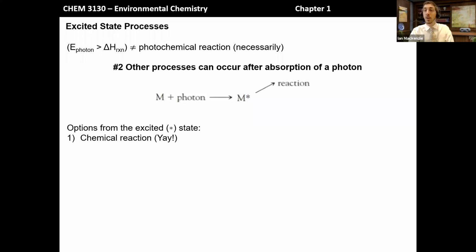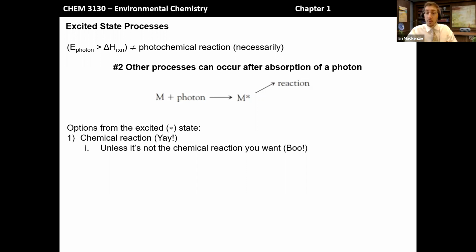First, it could undergo a chemical reaction. Yay, we powered some chemical reaction from that excited state, unless it's not the chemical reaction that you want. There are many cases where multiple different chemical reactions can occur, and it may depend on the particular excited state that you're in. If you think about an excited state as a case where an electron has been promoted to a higher energy orbital, well, there are many higher energy orbitals. So depending on where that electron gets promoted to, it is sometimes possible to have multiple different reactions occur, sometimes even from the same excited state.